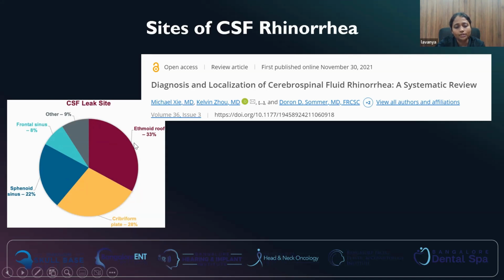So most of the cases we also commonly see are either from the ethmoid roof or the cribriform plate. And the approaches to treat the defects in the ethmoid roof and cribriform plate are of more importance than the other conditions. And we'll be discussing that in more detail.